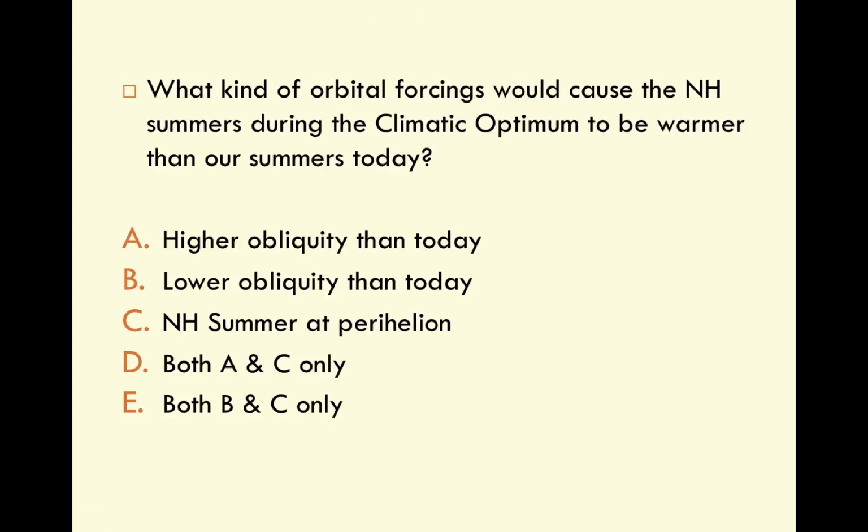What kind of orbital forcings would cause the northern hemisphere summers during the climatic optimum to be warmer than our summers today? Now, choice A, higher obliquity than today, that works because that means you're tilted more towards the sun during your summer. The sun's coming in more perpendicular, raising your solar flux. Lower obliquity doesn't work for the opposite reason. Northern hemisphere summer at perihelion would be good because therefore you're just physically closer to the sun, giving you a little more solar flux during that season. So the answer that works is D, both A and C only.